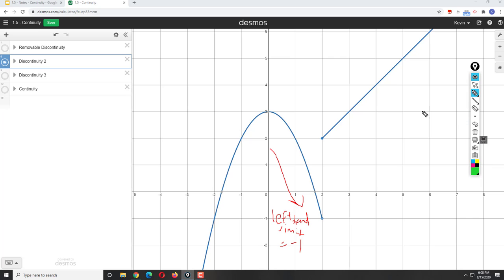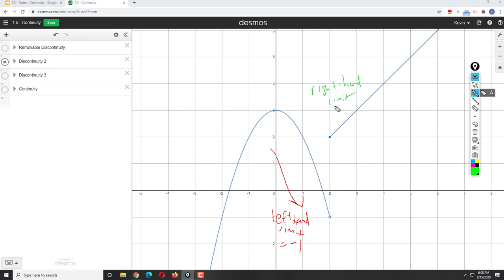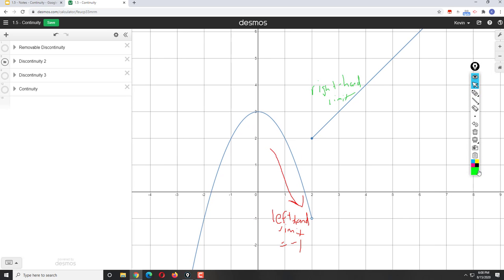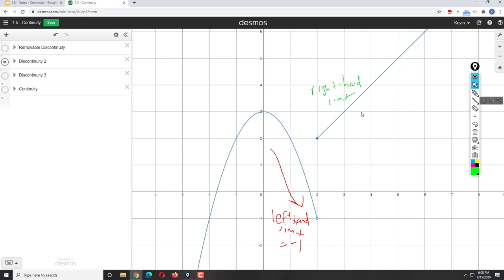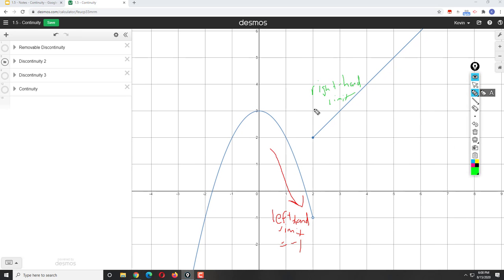The right-hand limit, same function, but we're coming in from the right-hand side. The right-hand limit is approaching a different number, 2. So the right-hand limit is equal to 2. When the left-hand limit and the right-hand limit are different, they both exist. We have a left-hand limit and we have a right-hand limit, but they're different. When that happens, we have what is called a jump discontinuity.